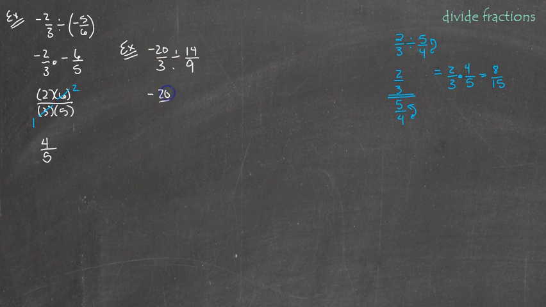20/3 times, flip the second number, 9 over 14. Oh, good. I can do a bunch of reducing. 3 divides by 3, leaving behind a 1. 9 divides by 3, leaving behind a 3. 20 divides by 2, leaving behind a 10, and 14 divides by 2, leaving behind a 7. And I don't have anything I can still cancel with, so I'm done. Negative 10 times 3 is 30, over 1 times 7 is 7.